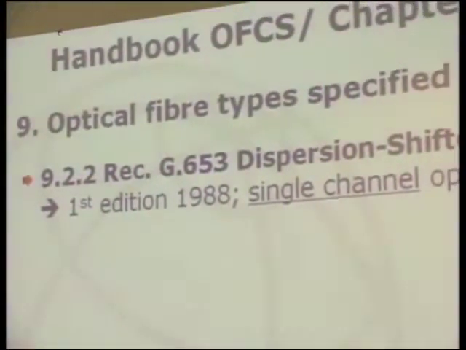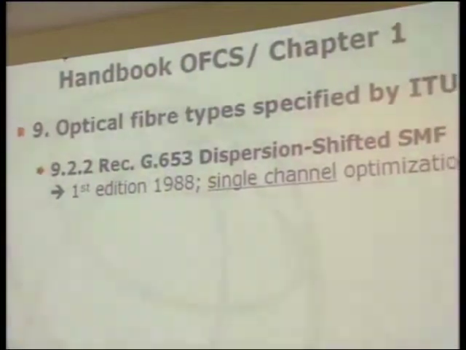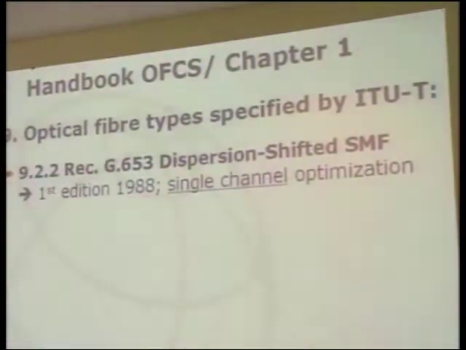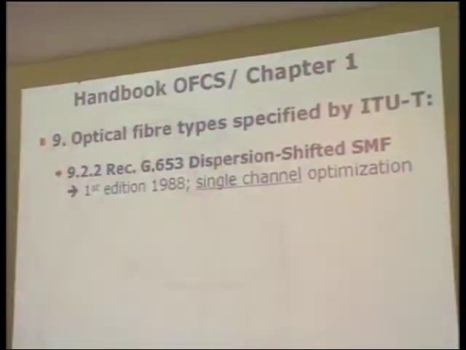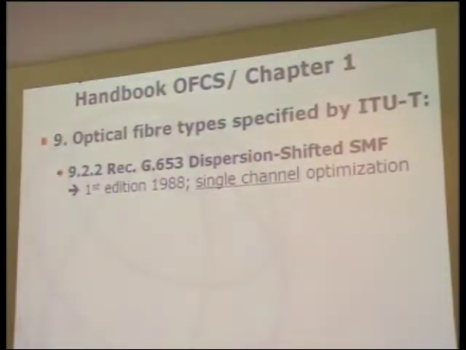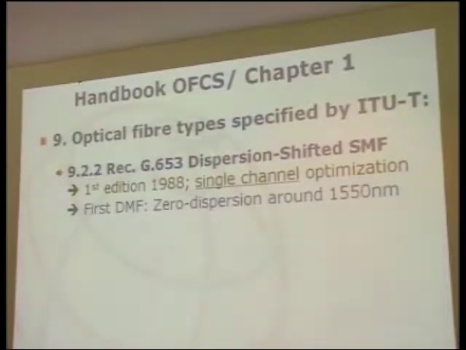Okay, then the next one is G.653, which is called the dispersion shifted single mode fiber. It was created in 1988, and it was meant to be used only for single channel networks. At that time, we didn't have wavelength division multiplexing yet. We have to recognize that this really was created in the late 80s. It is also the first, what we call dispersion managed fiber, DMF.